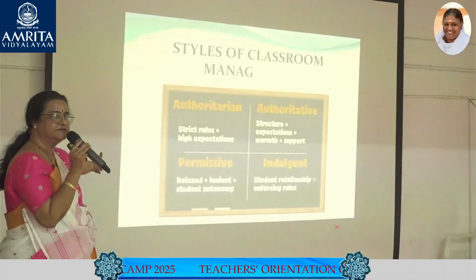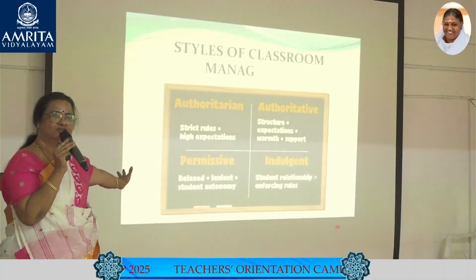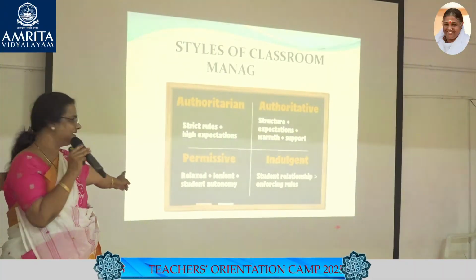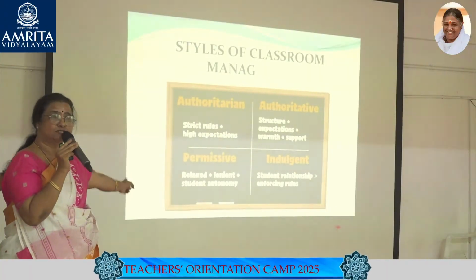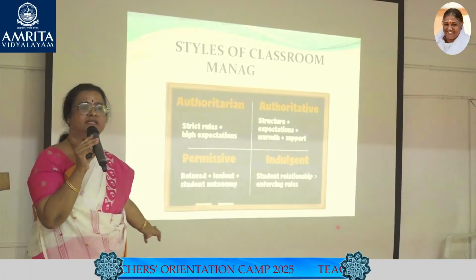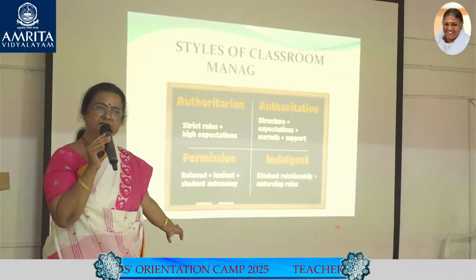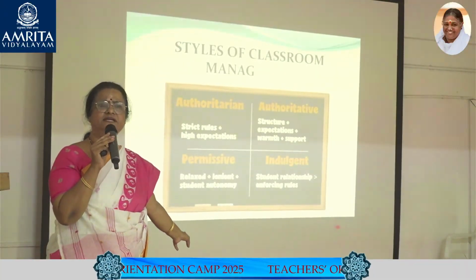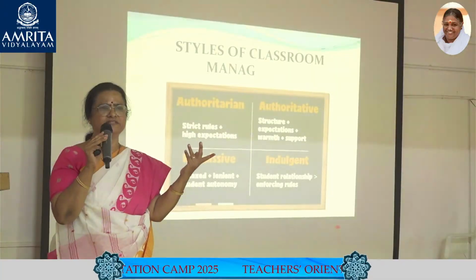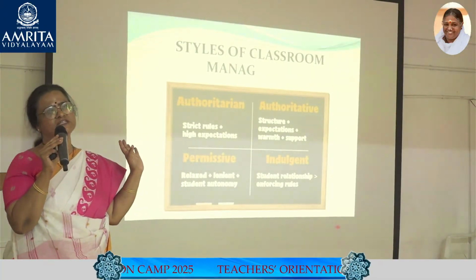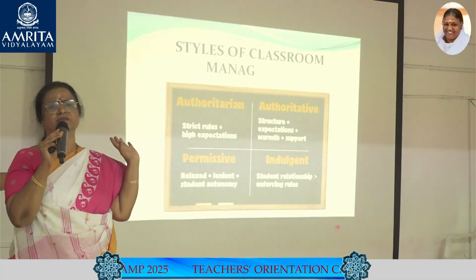And then permissive, very relaxed class. Many of us are like that, isn't it? So relaxed in the class and very lenient. Student autonomy. If you are so lenient, what will the children do? They will sit on your head. They will take advantage. They will roam around. They will do whatever they want. The teacher is simply sitting because the teacher is not able to control the class.